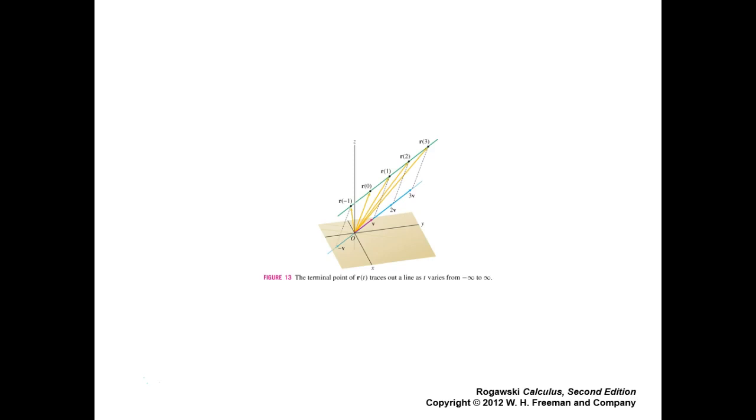Okay. That was what the problem is. That was example 6. Basically, different parameterizations of the same line.